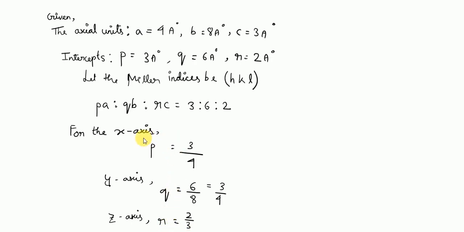Now comes an important step. To find the Miller indices, we take the reciprocals of these P, Q and R. Why do we do this? It's because Miller indices are defined in terms of the inverse of their intercepts. So let's find the reciprocal.